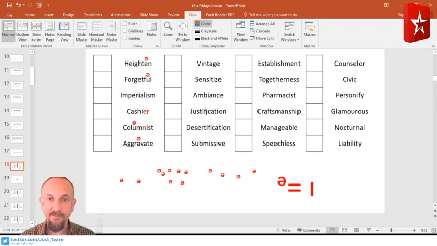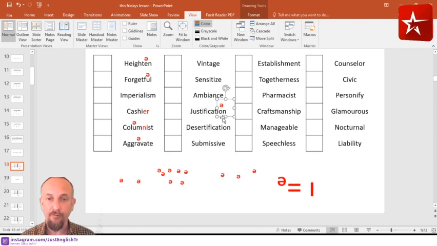Then we have justification. And we have that sound there again, shin. It's not just justification, it's justification. Then we have desertification, and here we have two. We have one here, and we also have one here too.